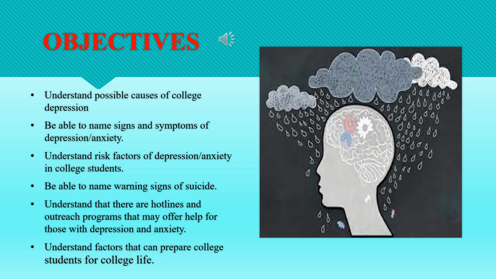Our objectives today are to understand the possible causes of college depression, be able to name signs and symptoms of depression and anxiety, understand the risk factors of depression and anxiety in the college student, be able to name warning signs of suicide, understand that there are hotlines and outreach programs that may offer help for those with depression and anxiety, and understand factors that can prepare college students for college life.